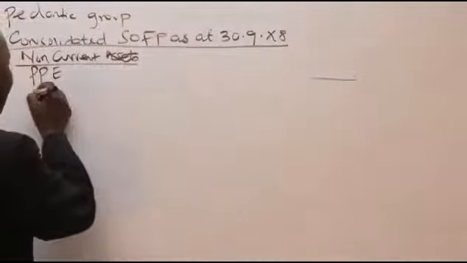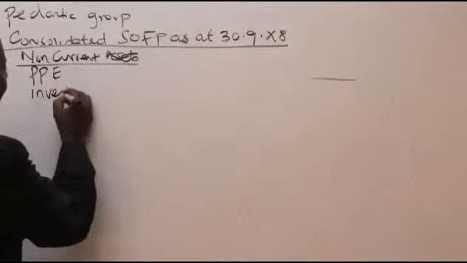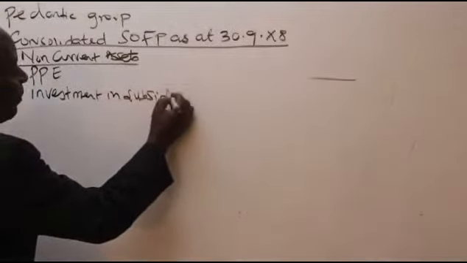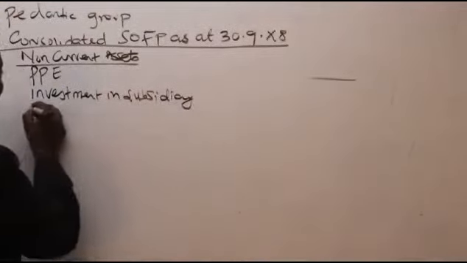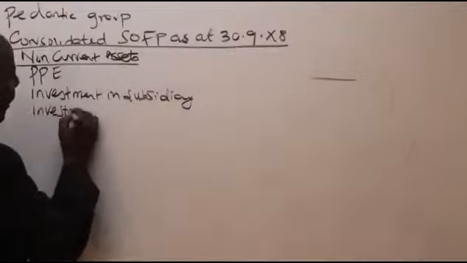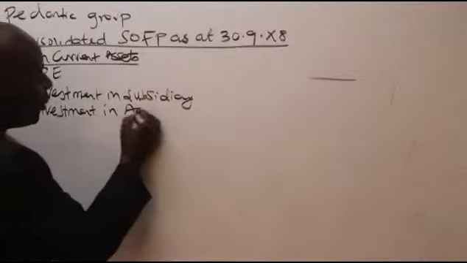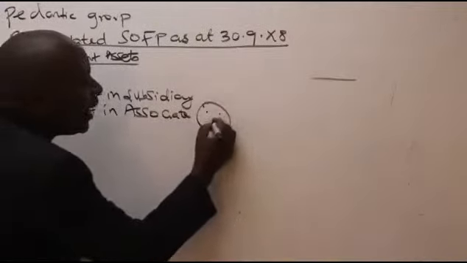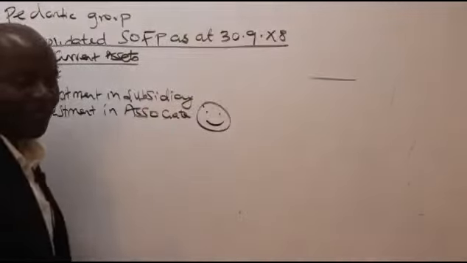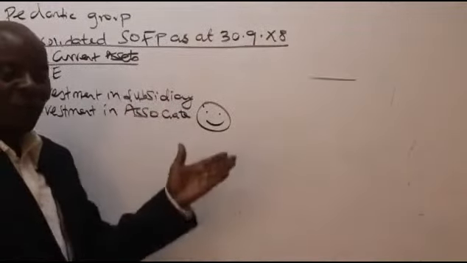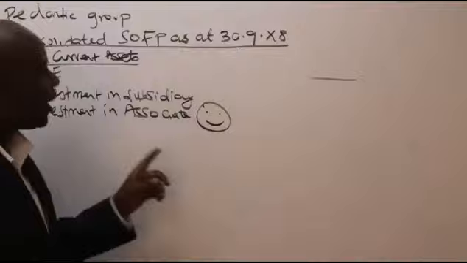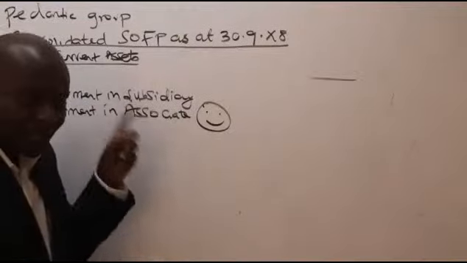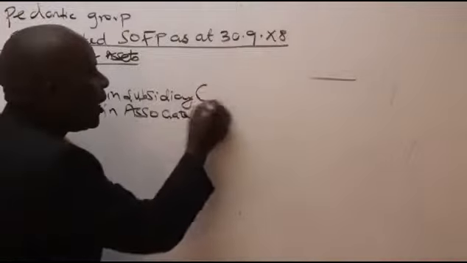So I'll have another line here called investment in subsidiary. And then we shall be having another line here called investment in associate. Investment in associate is okay. You should draw an emoji there and smile. Investment in associate is quite a good investment that you have to put here. However, if you go to an exam and you write investment in a subsidiary, please remember to draw an emoji there.